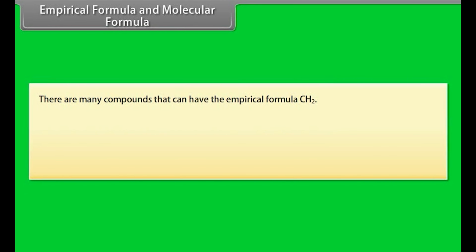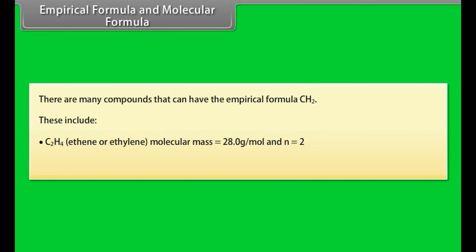There are many compounds that can have the empirical formula CH2. These include C2H4, ethene or ethylene. Molecular mass is equal to 28.0 and n is equal to 2. C3H6, propene or propylene. Molecular mass is equal to 42.0 and n is equal to 3.